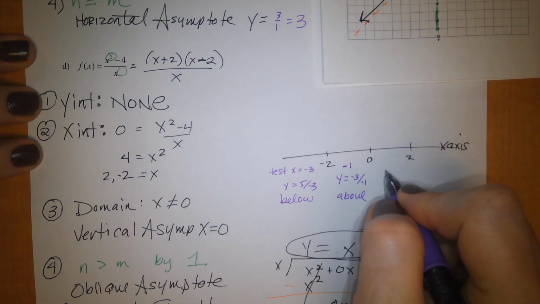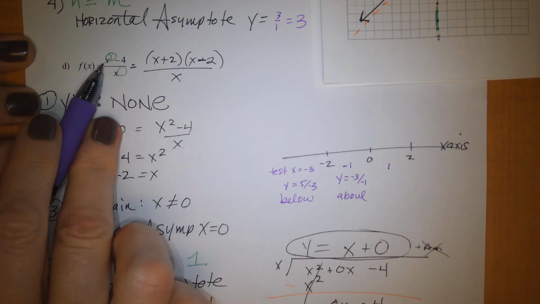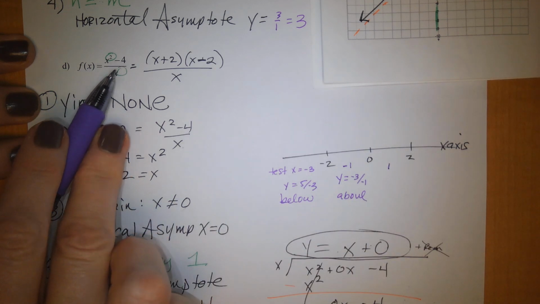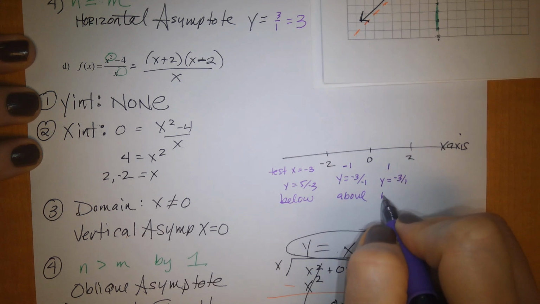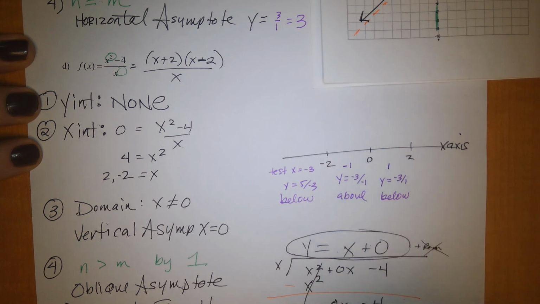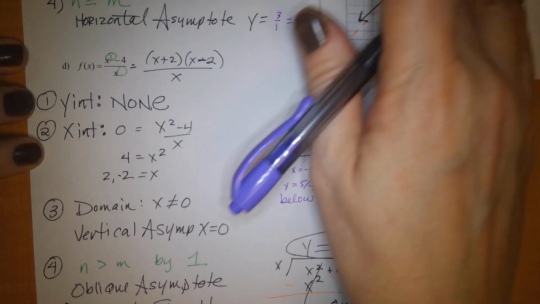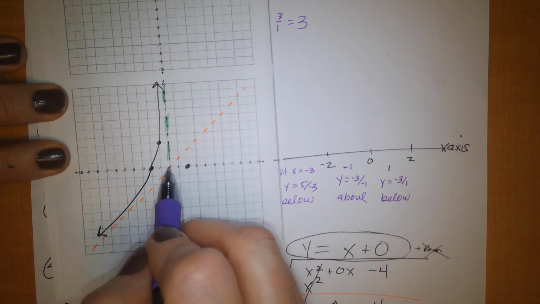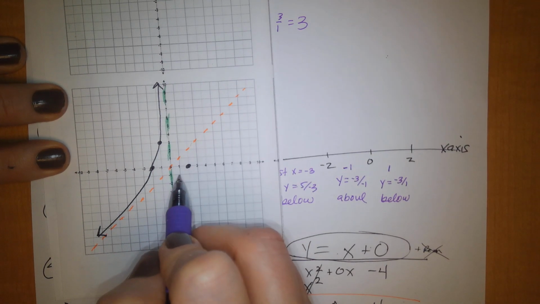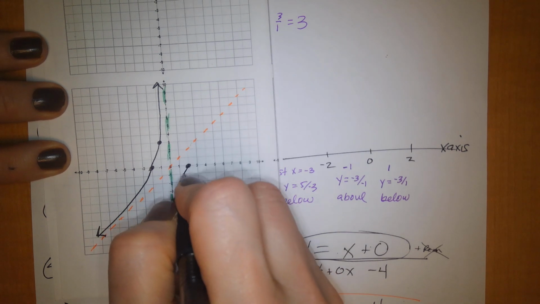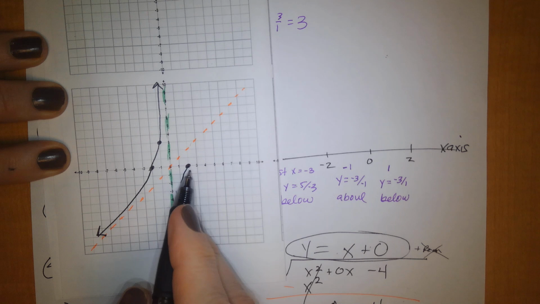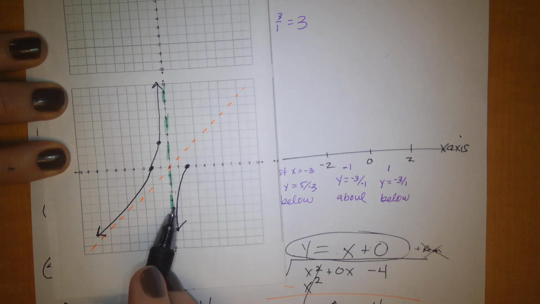So let's test 1. If I plug in 1, I have 1 minus 4, which is negative 3 over 1, which is a negative number. So the graph will be below the x-axis anywhere in this interval. So anywhere between 0 and 2, my answer will be negative or below the x-axis. So my graph is going to get closer to this green vertical asymptote and continue to be negative, below the x-axis.